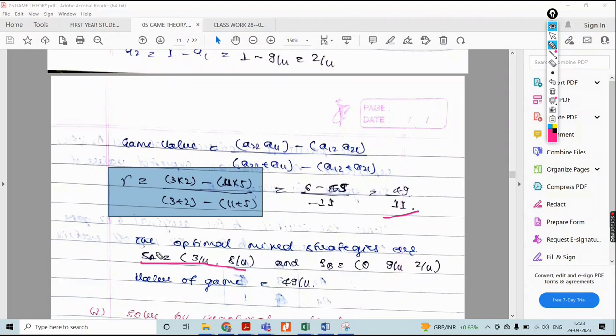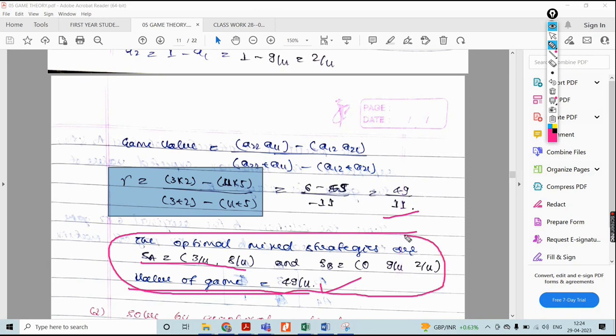Then the optimal mixed strategies are what? The strategy of player A is 3 by 11, then 8 by 11. The strategy of B is what? 0, 9 by 11, 2 by 11. Then the game value is what? 49 by 11. This is how we need to get the optimal solution by the use of the graphical method.